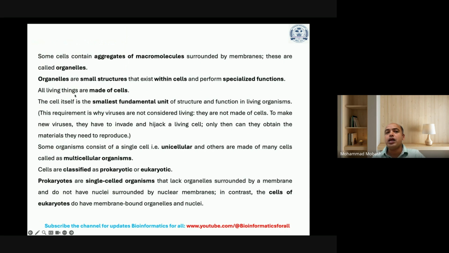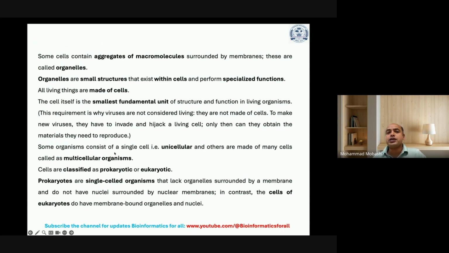All living things are made up of cells. The cell itself is the smallest fundamental unit of structure and function of a living organism. This requirement is why viruses are not considered living. They are not made up of cells. To make new viruses, they have to invade and hijack a living cell. Only then can they obtain the materials they need to reproduce. And as I mentioned in the earlier class, viruses are an exception to the definition.